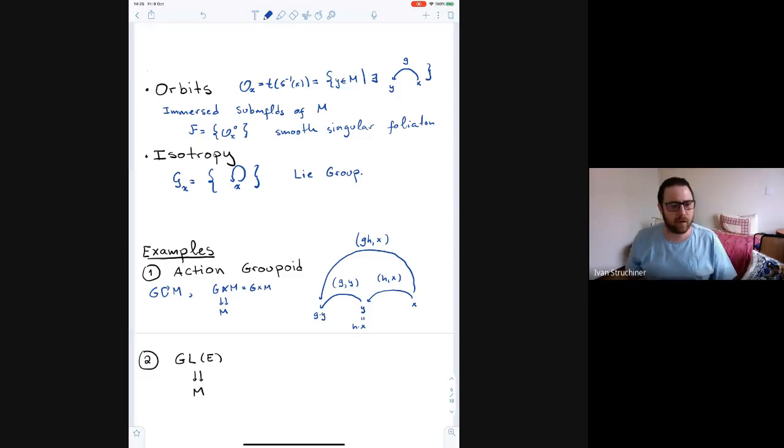So this is a Lie groupoid whose orbits are the G orbits for the action, and the isotropy is just the isotropy of the Lie group action, the usual isotropy of the Lie group action. I guess the names orbit and isotropy come from this example.